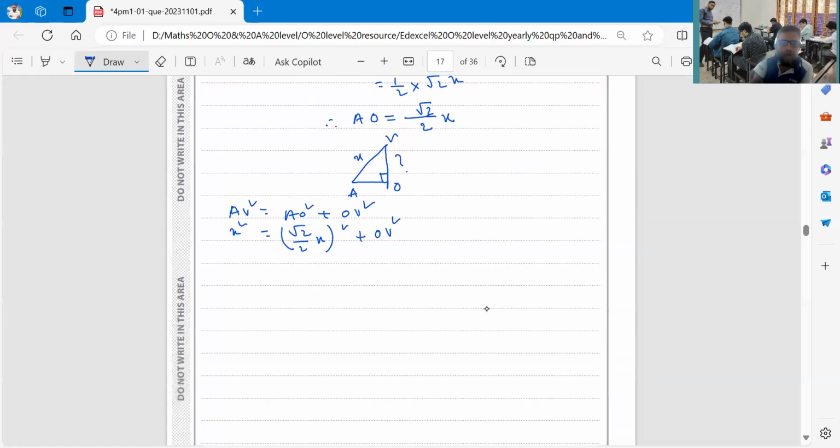And now x square equals, how much will it be? Root 2 square, that is 2. You can use the calculator, it is better. So root 2 by 2 squared will be 1 by 2. In the calculator, you will get 1 by 2. So 1 by 2 x square plus VO square. So now VO square equals x square minus half x square.